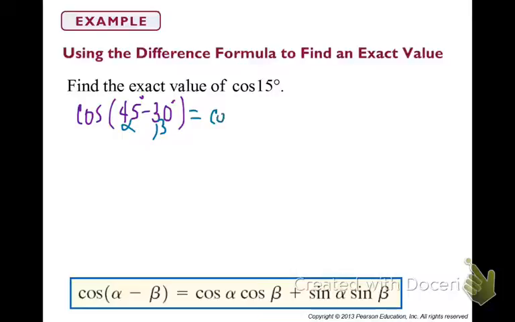So I want cosine of alpha times cosine of beta plus, since we're subtracting, the sign changes in the formula. So plus our sine of alpha, sine of beta.